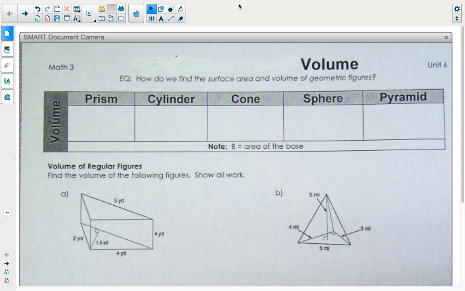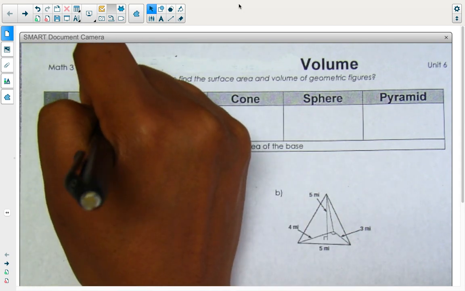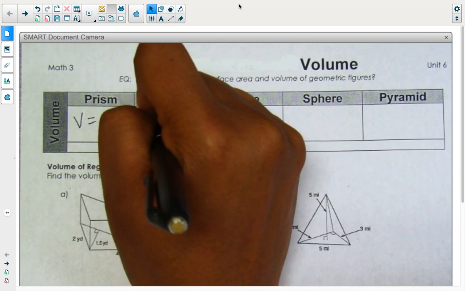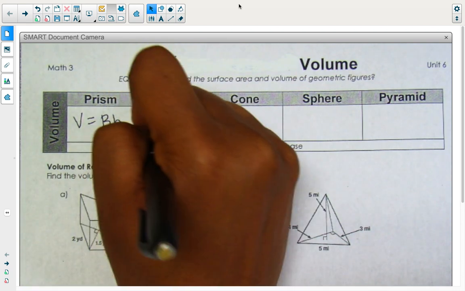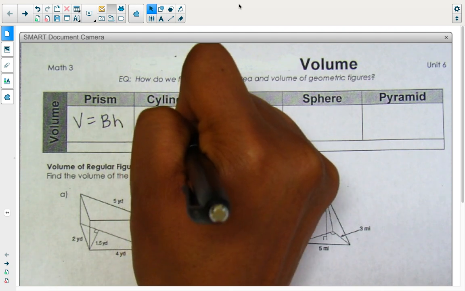So for a prism, I'm just going to be generic about it and say volume is base times height. So we'll be taking a look at different prisms. Might be a triangular prism, just some different things that we're taking a look at. But our formula is volume equals base times height. Cylinder, I'm going to start with base times height also. Except for a cylinder, the base is a circle. So I'm going to say pi r squared times the height.